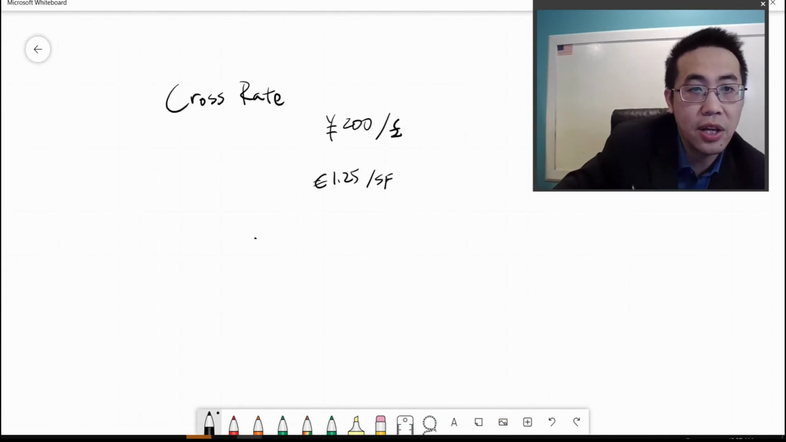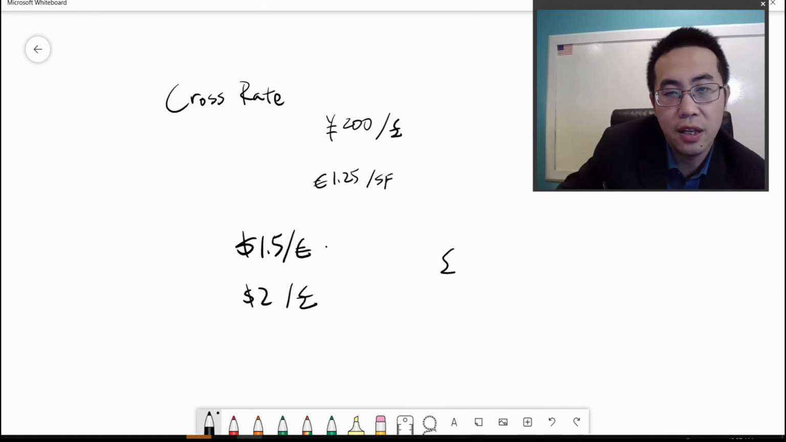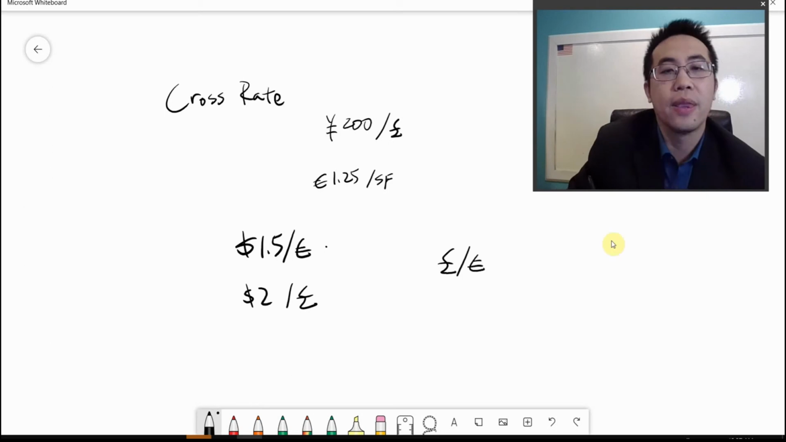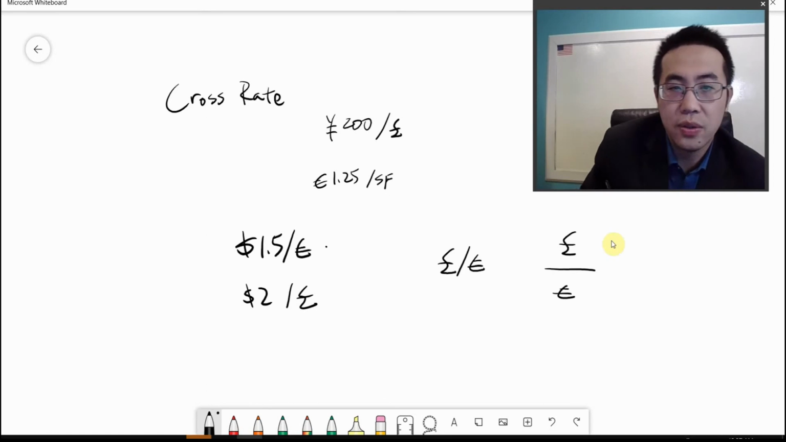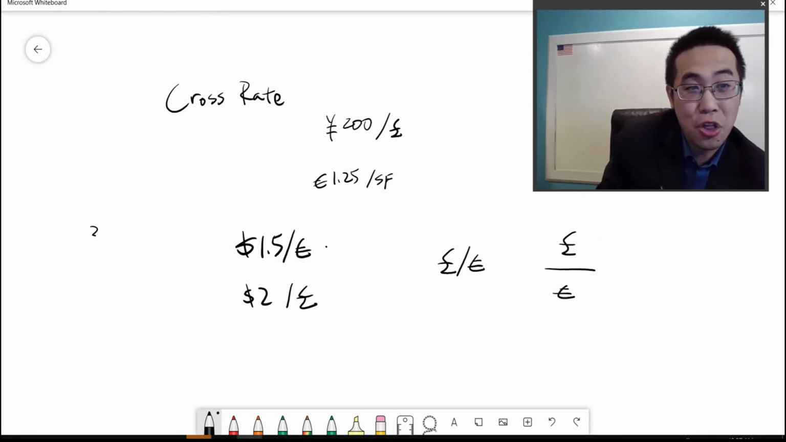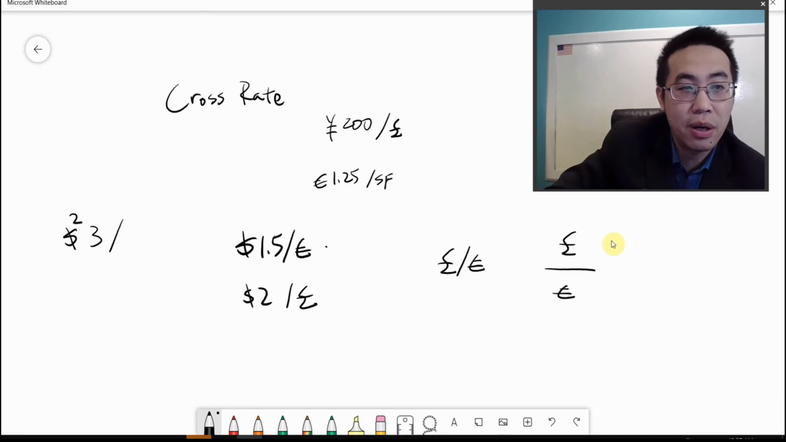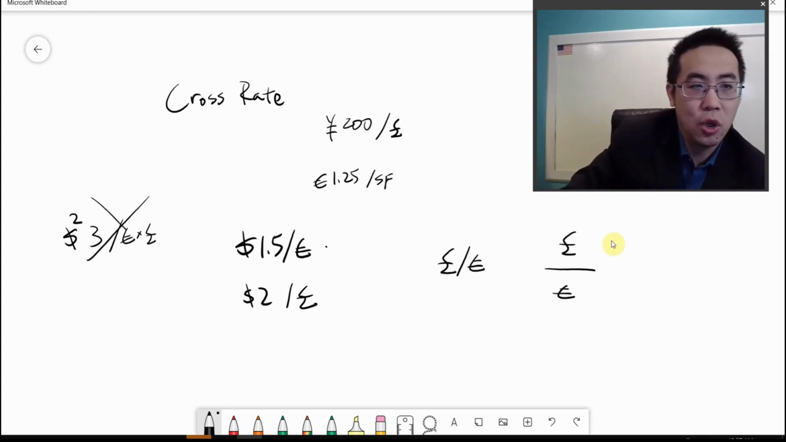So let's see, we have two prices, $1.5 per euro and $2 per pound. And you want to develop how many pounds per euro. So this is pounds on the top and euro down the bottom. How do you get that number? You can do the multiplication to try it out. 1.5 times 2 is going to be 3 as the numerical output, but the units are dollars squared per pound multiplied by euro. This doesn't make sense, so we will not do the multiplication.